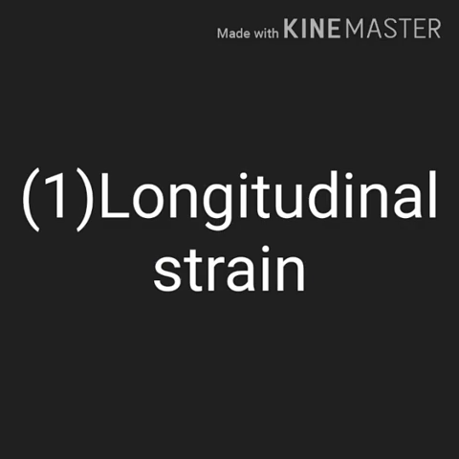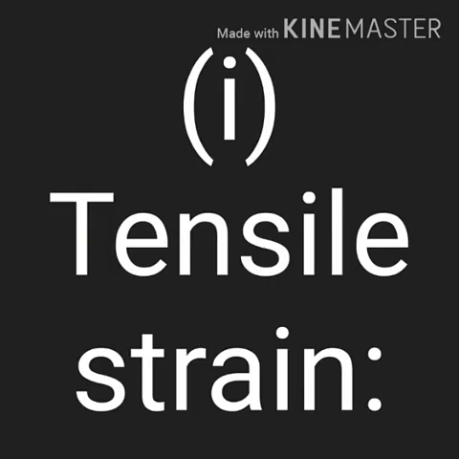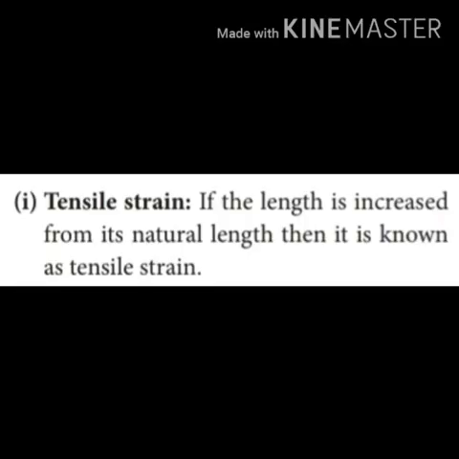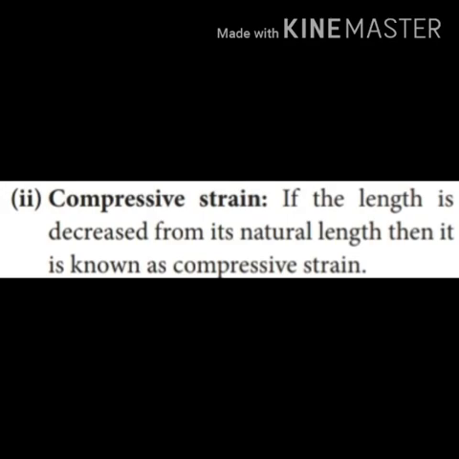Strain is classified into two types. First one, longitudinal strain. When a rod of length L is pulled by equal and opposite forces, the longitudinal strain is defined as epsilon is equal to increase in length of the rod by the original or natural length of the rod, therefore del L by L. Longitudinal strain can be classified into two types. First one, tensile strain. If the length is increased from the natural length, it is known as tensile strain. Then compressive strain. If the length decreases from its natural length, it is known as compressive strain.